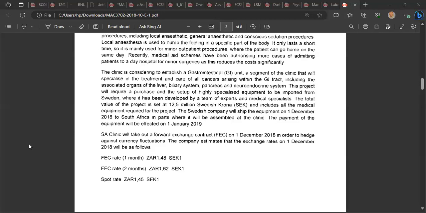Right, so the forward exchange rate, which is a month later, is 1.48, and then 2 months is going to be 1.62, and then the spot rate is 1.45. All right, so this is fairly easy. Let me open up an Excel sheet so we can start off with our workings.